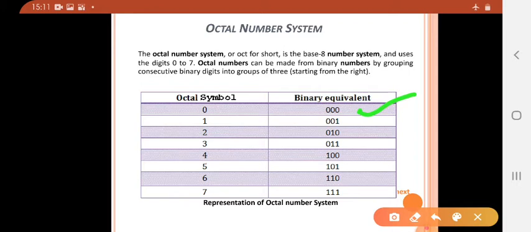See, 0 0 0 is the binary equivalent of octal symbol 0, and as I told you, it is a grouping of 3. It's a binary digit grouping of 3. When I talk about any binary digit, a grouping of 3 always means the octal number system.